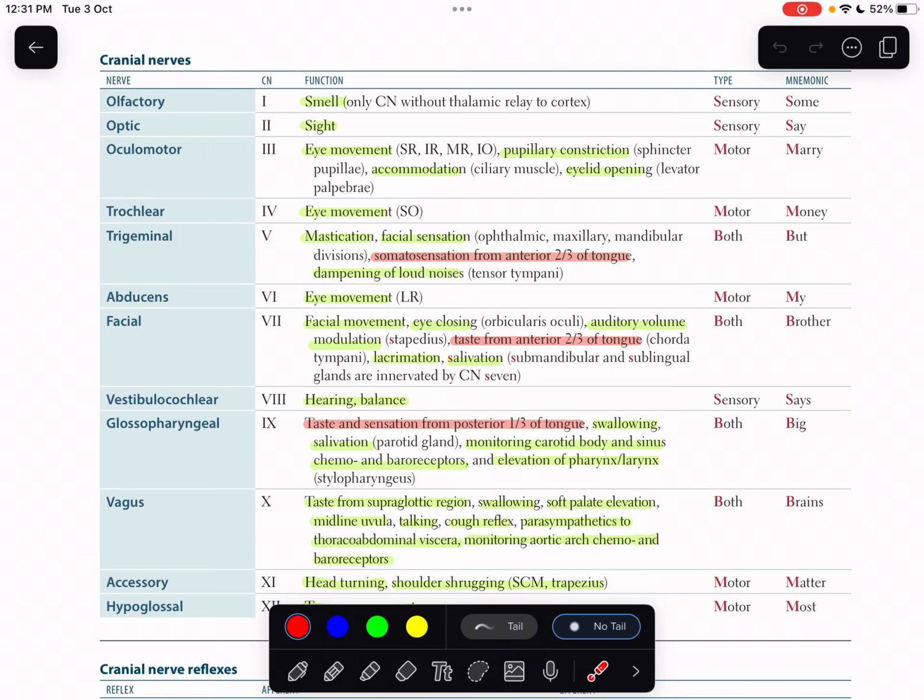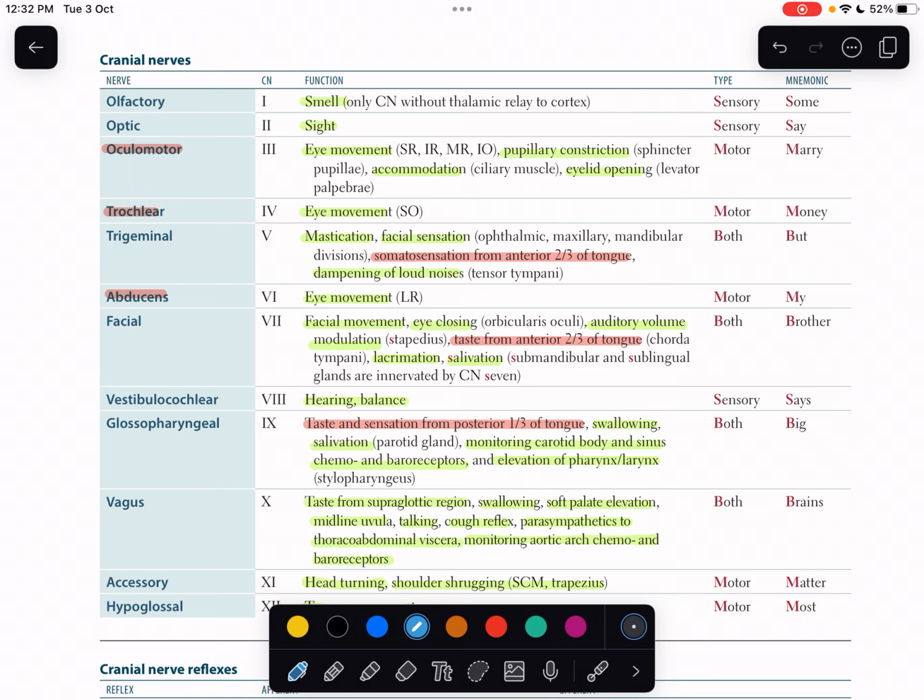Okay, so there are three cranial nerves which are important for eye movement: oculomotor, then trochlear, and then abducent. But the muscles involved are different. Eye movement by the oculomotor is by superior rectus, inferior rectus, medial rectus, and inferior oblique. It's difficult to remember these names, so I'll make it easy for you.